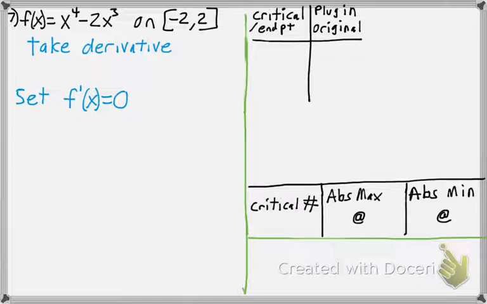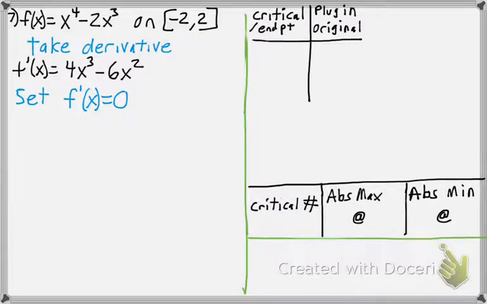So my first step is to actually figure out my critical numbers, because they already give me the endpoints. They give me -2 and 2. Those are my endpoints of my interval. So to find the critical numbers, I need to take the derivative. So f prime of x is equal to 4x cubed minus 6x squared.